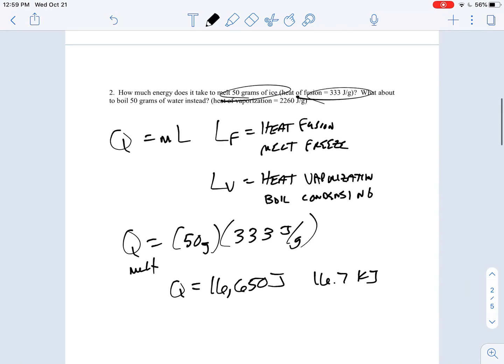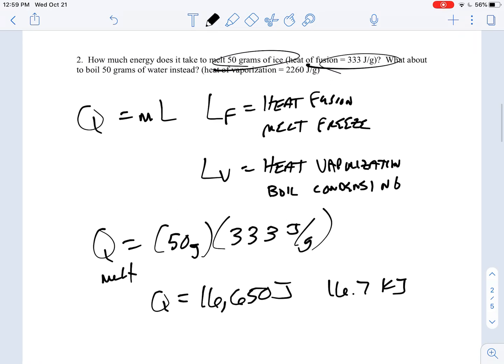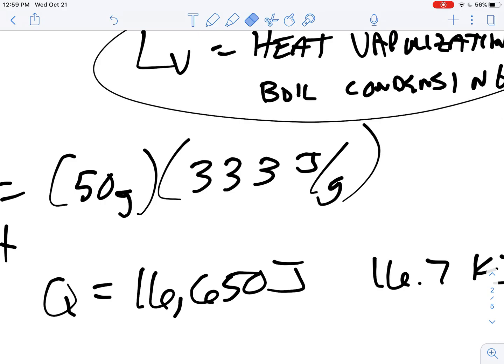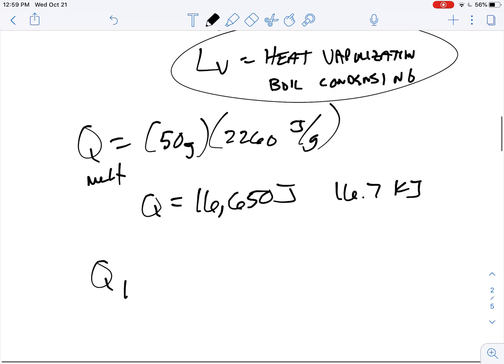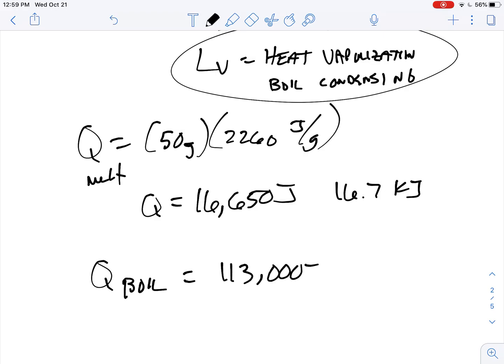Now, the second part of it says, what if you were trying to boil 50 grams of water instead? Well, then you'd be talking about the heat of vaporization. So the only difference is that instead of 333, it's going to be 2260. So the Q for the boiling is then going to end up being 113,000 joules, or 113 kilojoules.